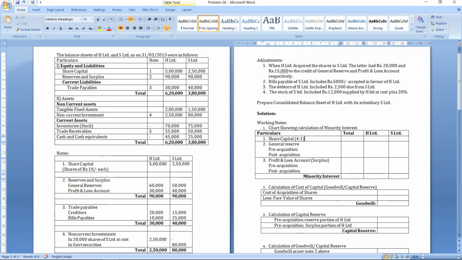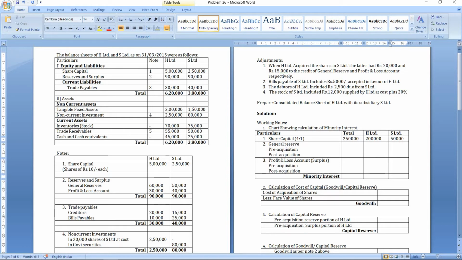So share capital, reserves and profit and loss will be divided amongst the holding company and remaining shareholders in this ratio. So what is the share capital of S Limited? It is 2,50,000. So 2,50,000 is to be divided between holding company and remaining shareholders. For the holding company, 2,50,000 into 4 divided by 5, that will be 2 lakh. Then for remaining shareholders, 2,50,000 into 1 divided by 5, that will be 50,000.